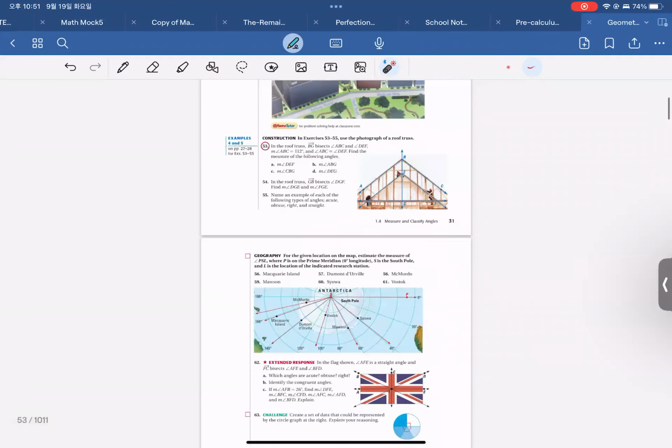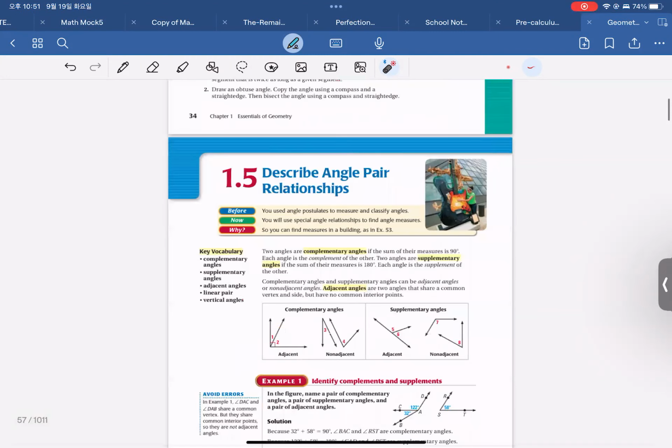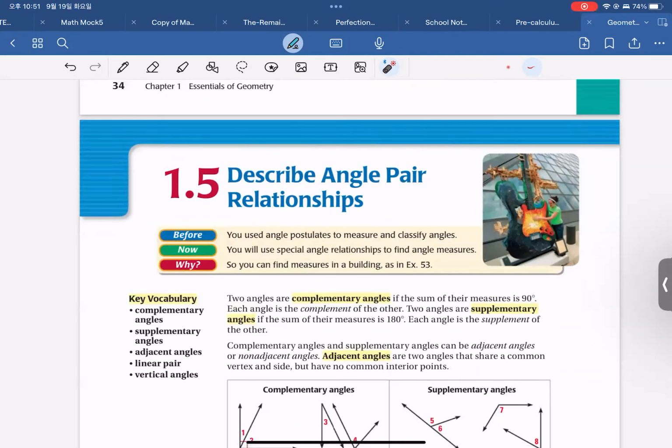And next class, we'll learn about describing angle pair relationships, and we'll learn more about complementary and supplementary angles and various types of angles.